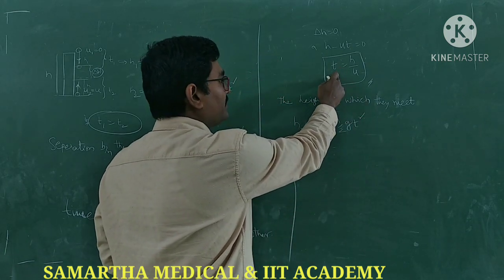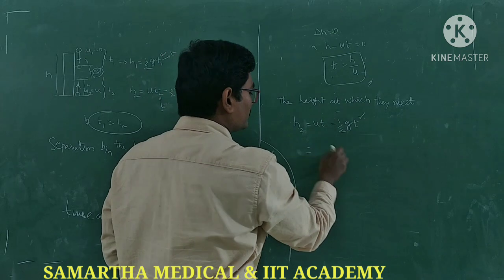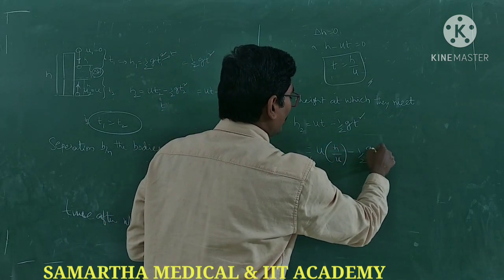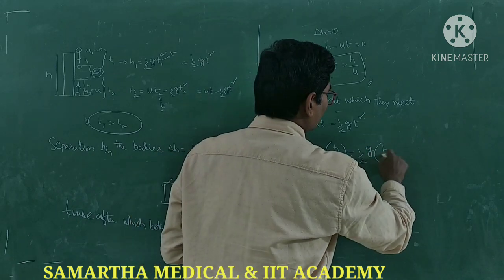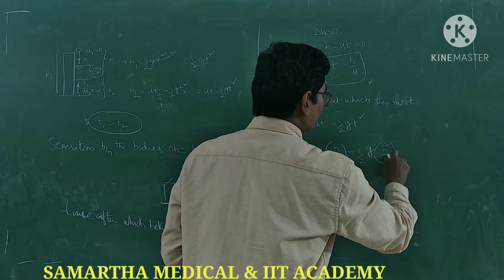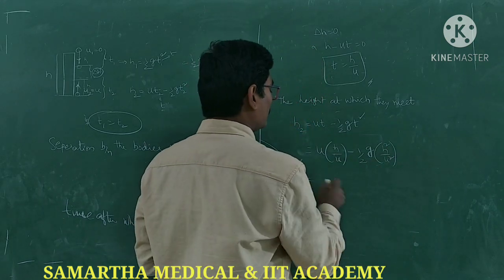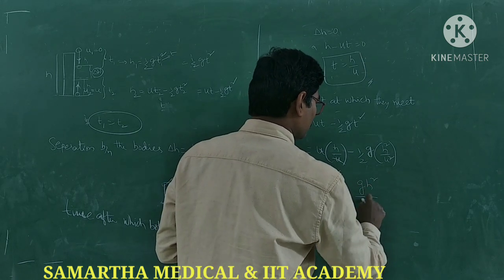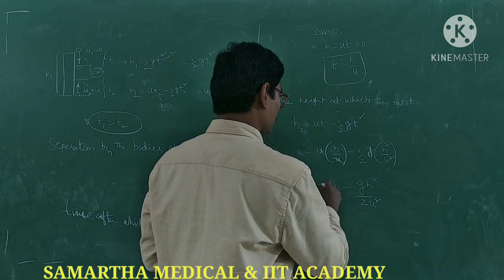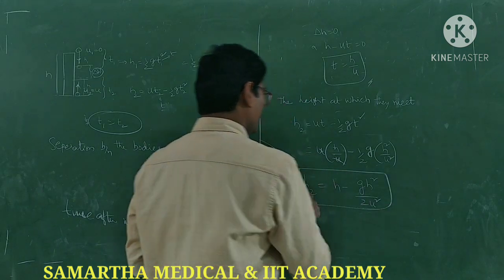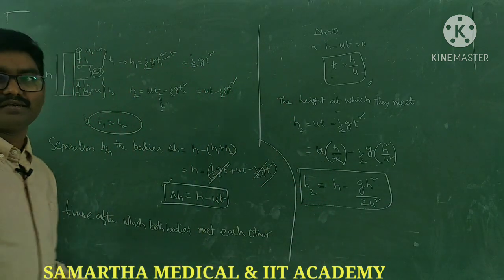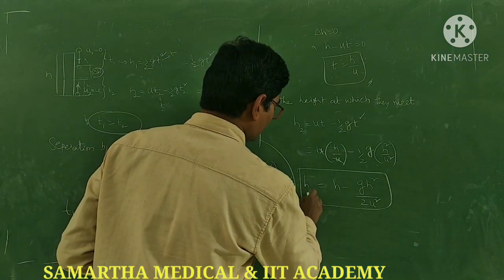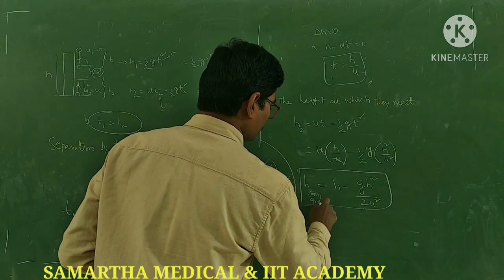At what time are they meeting? t is H by u. Substitute in this condition: u into H by u minus half g into H by u whole square, which is H square by u square. So what will you get? The u cancels: H minus half g H square by u square. This is the height at which they meet, from the ground.